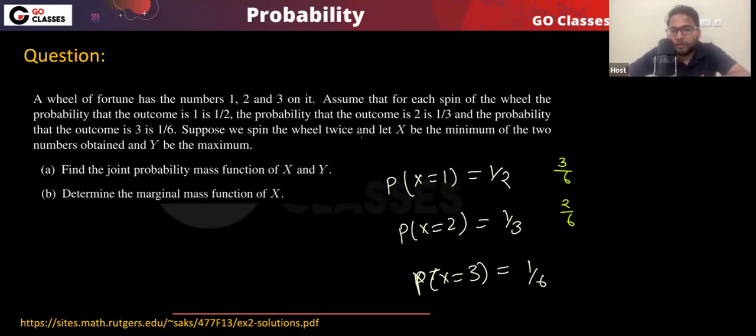Suppose we spin the wheel twice and let x be the minimum of the two numbers obtained and y be the maximum. So x is some other random variable, so let's not write x here. If you're spinning it twice, then x is the minimum of the 2 and y is the maximum of the 2, out of 1 to 3. I think this is a little similar to what we have already done, but let's just do it again. You will be getting either 1, 2 or 3, right?